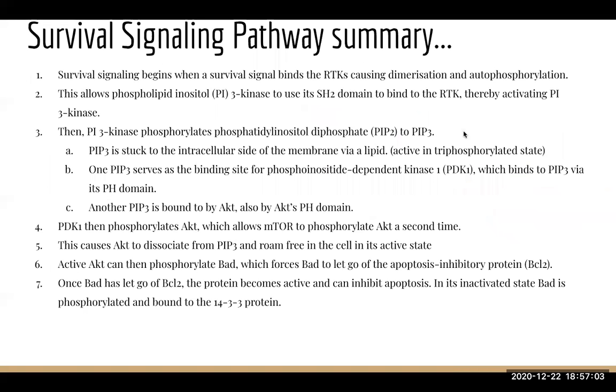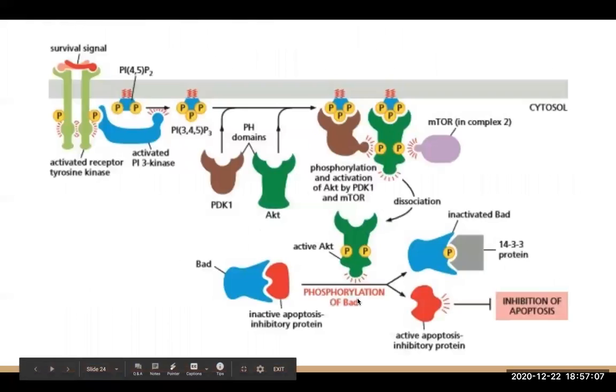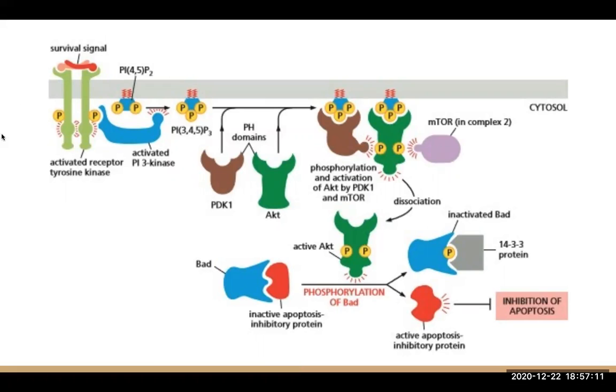Okay. This is a summary of pretty much everything I just talked about, and here's the whole pathway in its entirety. Just real quickly, signal comes, these receptors dimerize and autophosphorylate each other, which allows PI3 kinase to find this receptor. Active PI3 kinase is going to turn PIP2 into PIP3. Phosphorylated PIP3 is then going to have AKT attach to it.